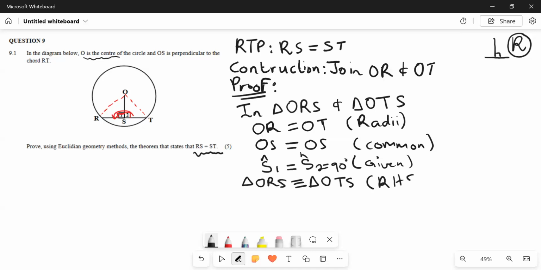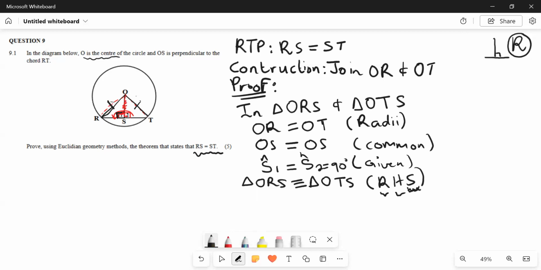RHS, right? What does that mean? R for right angle, that's 90, the right angle. H for hypotenuse, the longest side, hypotenuse. That's our first hypotenuse. Second one is that one, which is our hypotenuse. They are both equal. And then this side, we have our common side, which is OS. That OS has to do with that side there, right?